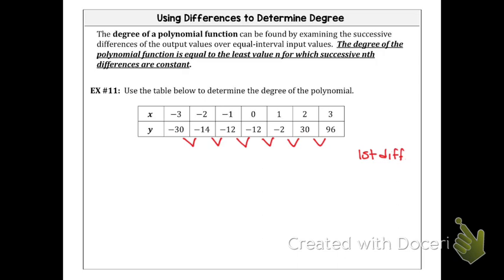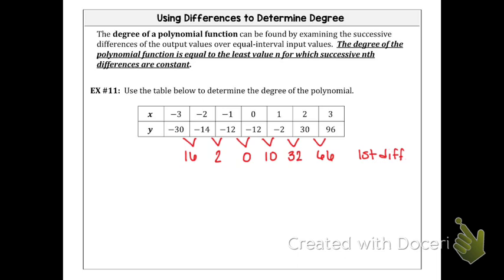So how do we get from negative 30 to negative 14? We would add 16. Negative 14 to negative 12, we would add 2. Negative 12 to negative 12, add 0. Negative 12 to negative 2, we would add 10. Negative 2 to 30, we would add 32. And from 30 to 96, we're going to add 66. So this one is obviously not linear because linear would have first differences that are constant.